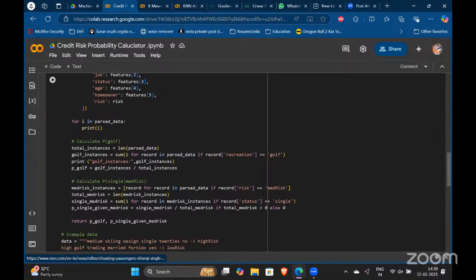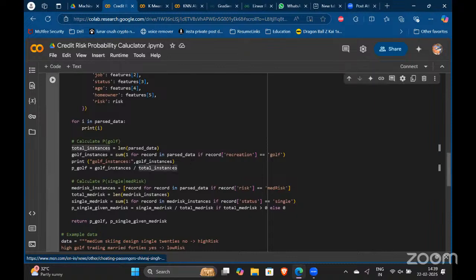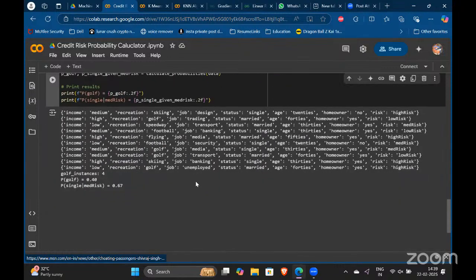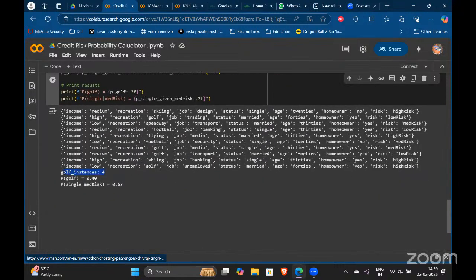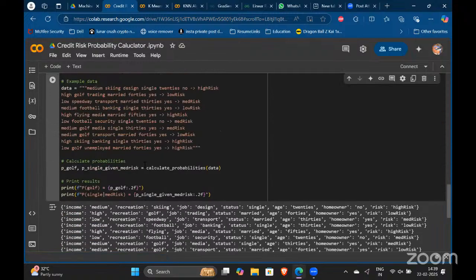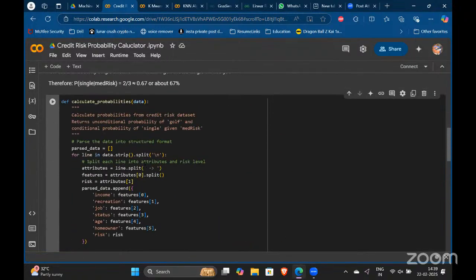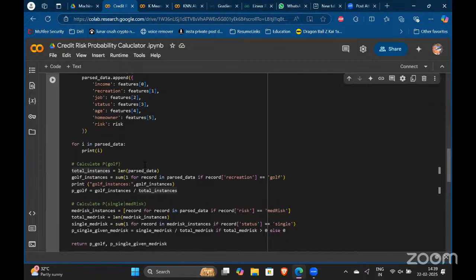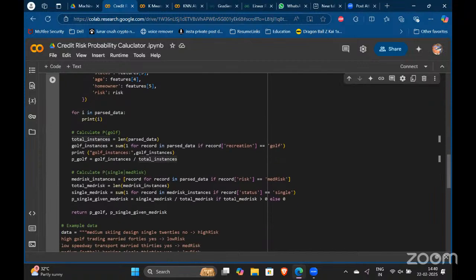So you can see the total number of instances and golf instances. In this golf instance, we can see we'll be getting some values over here. We'll see how many golf instances there are. And here you can see that we have 4 golf instances. So we have 4 golf instances and we are trying to print golf instances by total number of instances.